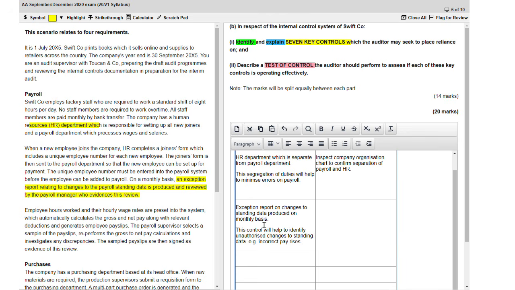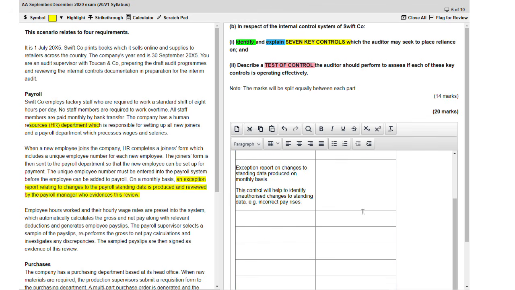The marking of this, on the left side, the control is half a mark, the implication is half a mark. On the right side, test of control is a mark. Good verbs for test of control: inspect, observe, and reperform. Well, we can't reperform inspecting this thing, but we could certainly inspect, couldn't we? So we could inspect some of these exception reports. Do you want to inspect 12? Well, that's probably overkill, isn't it?